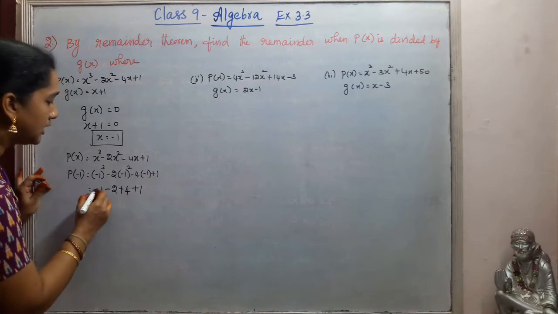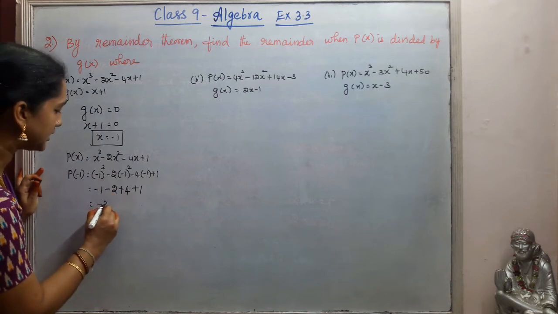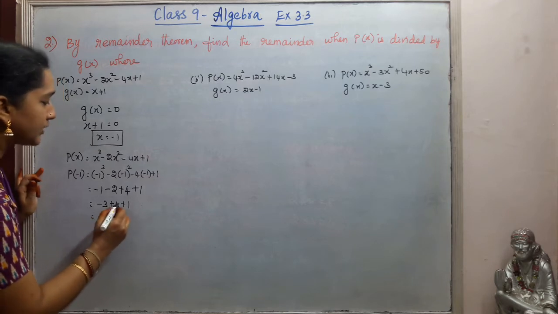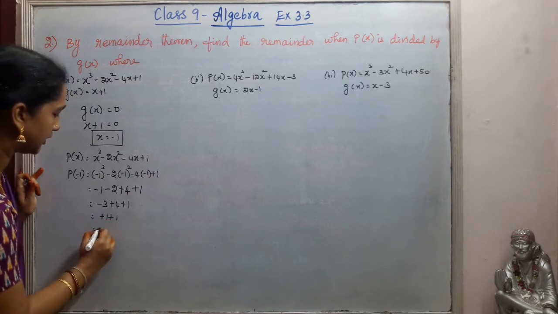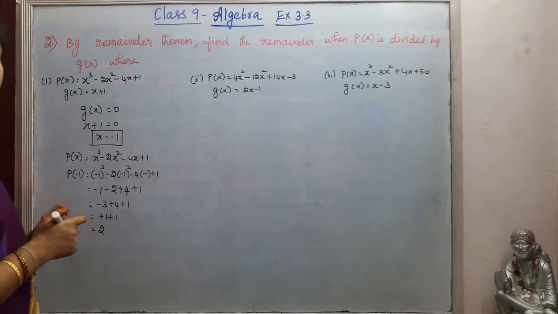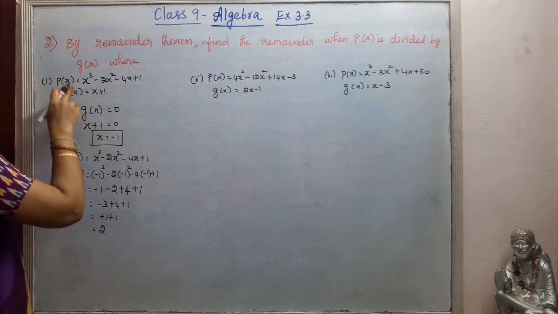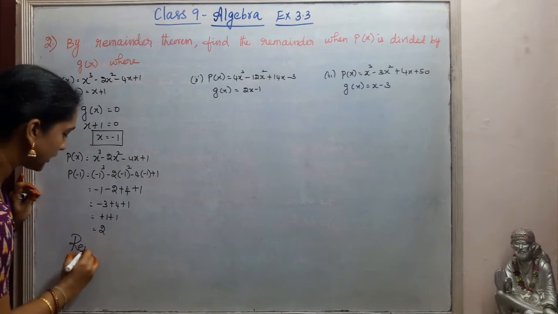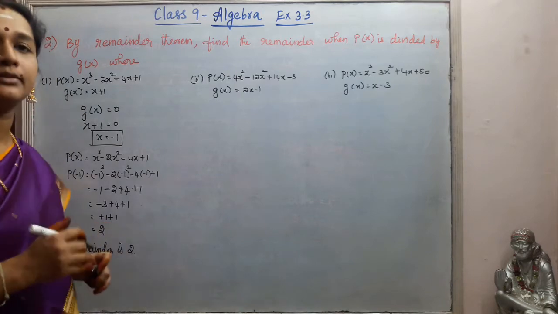So this is equal to minus 1 minus 2. Minus 1 minus 2 is minus 3 plus 4 plus 1. So this is equal to plus 1 minus 1 plus 1 plus 1. So this is equal to 2. So P of minus 1 is equal to 2. So 2 is the remainder when P of x is divided by this G of x, we get the remainder as 2. So the remainder is 2. Okay.